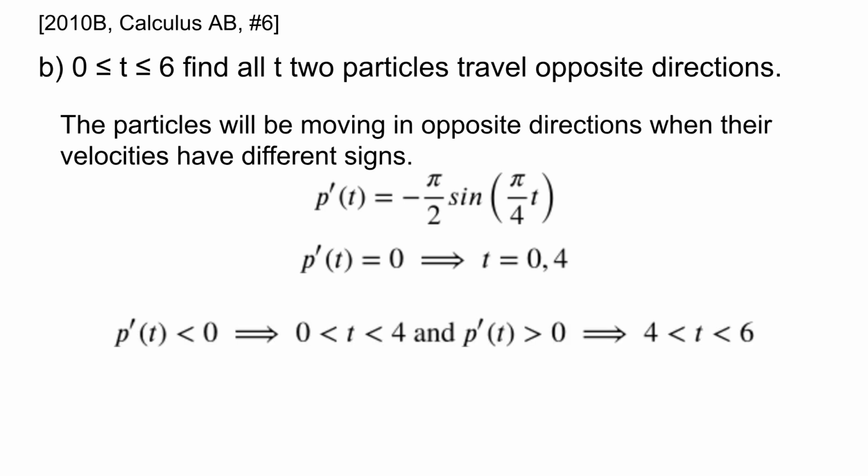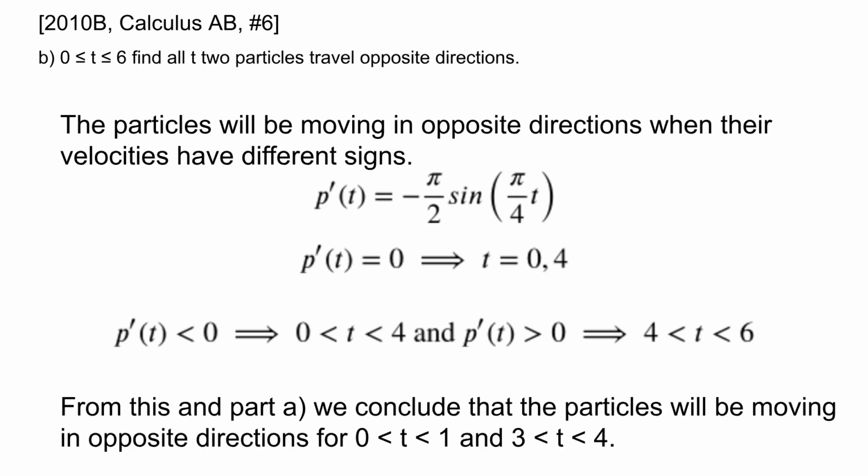P prime of t is less than 0 implies that t is between 0 and 4, and p prime of t is greater than 0 implies that t is between 4 and 6. From our work in this part and from our work in part A, we can conclude that the particles will be moving in opposite directions on the intervals from 0 to 1 and from 3 to 4.